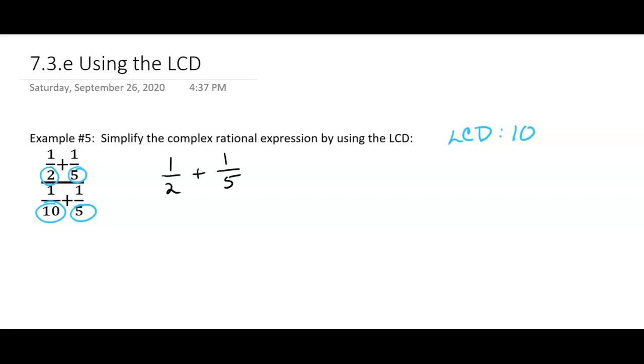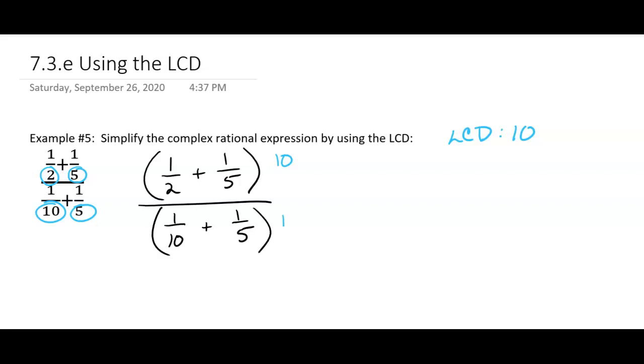Normally there's less writing on these, but I'm going to copy it over so you can see it better. So what you do is you take the numerator and you multiply by the LCD, which is 10. You take the denominator and you multiply by the LCD, which is 10. Now you're allowed to do that. You can multiply by any non-zero number or expression as long as you multiply it to both the numerator and the denominator.